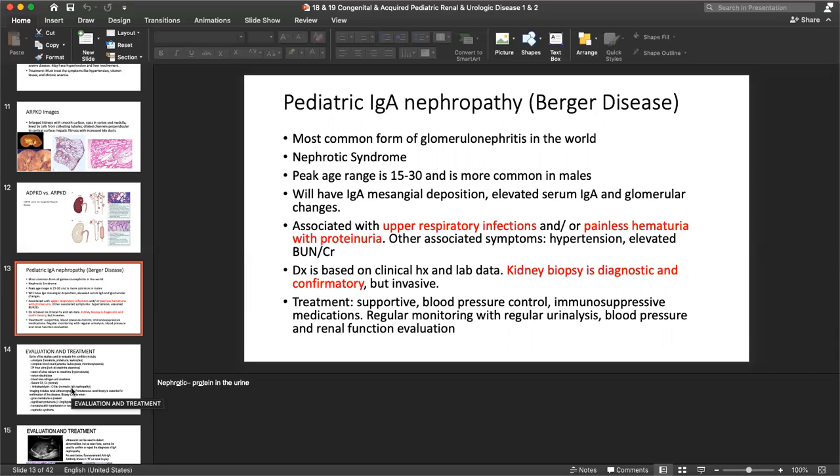We've talked about IgA nephropathy. It's going to be associated with an upper respiratory infection, not strep. So like a month ago, I had a URI and I got over it. And now I've got painless hematuria with protein in my urine. The kidney biopsy is going to be diagnostic and confirmatory.